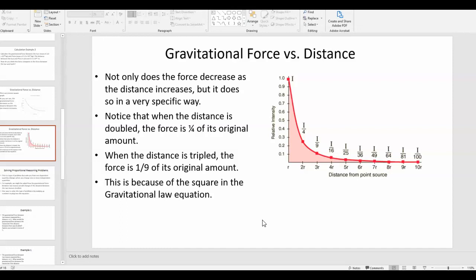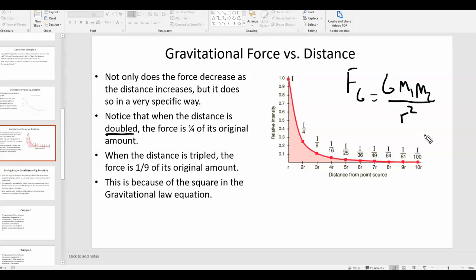And so what I mean by that is if you take two objects and you double the distance between those two objects, the gravitational force is going to decrease by 1/4. Now at first that might be confusing because you might think, well, if you double the distance, the distance is on the bottom, so shouldn't the force be half the size of the original force? Why is it 1/4?